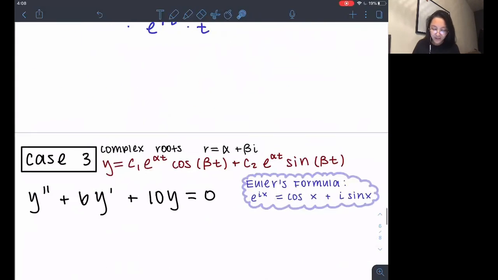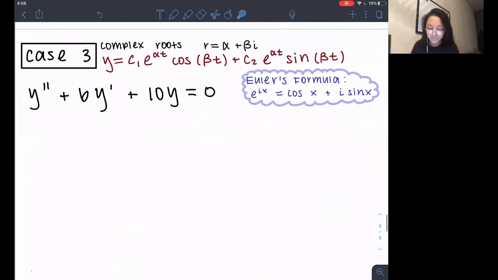Right? Now let's go to case 3. So now we're dealing with complex roots. So just notice how we have an alpha and we have a beta. It's also in our general solution. And what this is derived from is called Euler's formula. But he came up with this equation, and now we're using it in our solution for our second order differential equations. So I picked this equation out. It's y double prime plus 6y prime plus 10y equals 0.